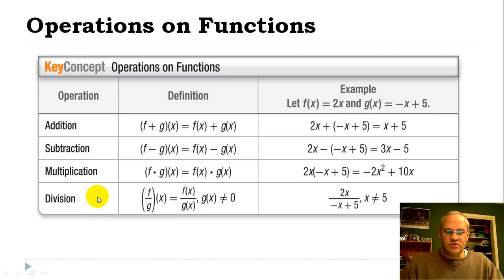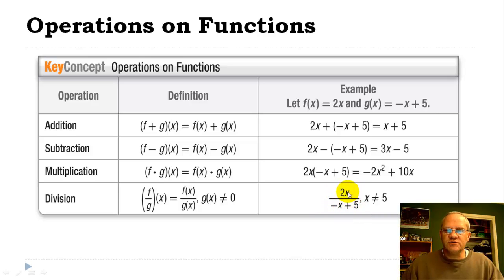The only thing that maybe you haven't really noticed before is the division. All you're doing here is you're going to just take the f function and divide it by the g. And so you have 2x over negative x plus 5. Pretty simple. The one thing that's a little different here is, remember, when you have a fraction, we cannot have a 0 on the bottom of a fraction. Just mathematically, you cannot divide by 0.